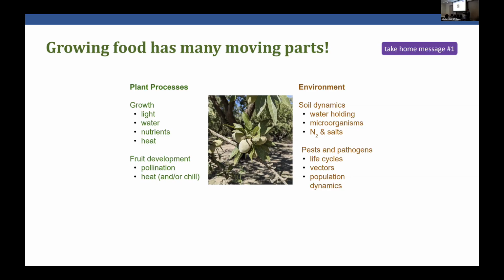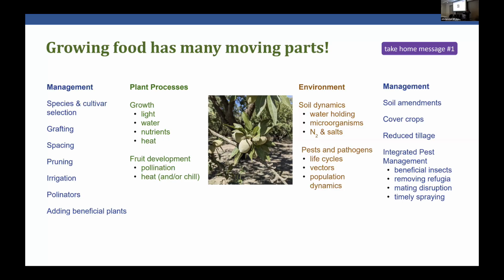On the environment side, the soil provides a lot of these services. So we have to understand soil processes, including how it holds water, the microorganisms, lots of nutrient cycles. Salts can be a problem. And then pests and pathogens are the other big bucket of concerns that affect plants. And they have life cycles, certain pathogens have vectors, and there's population dynamics. So this is the set of natural processes that have to come together to actually grow plants that we can eat.